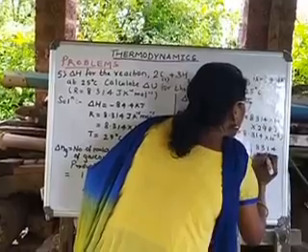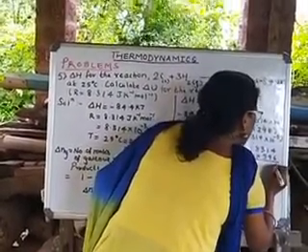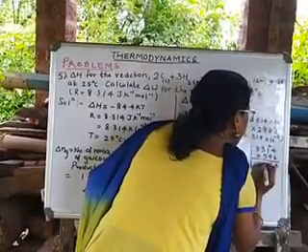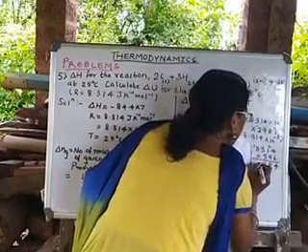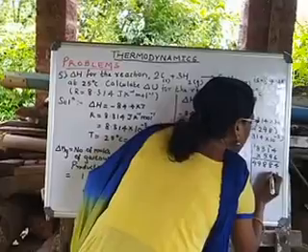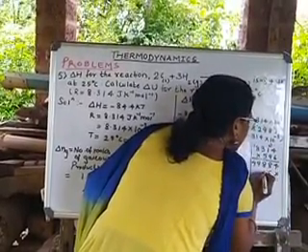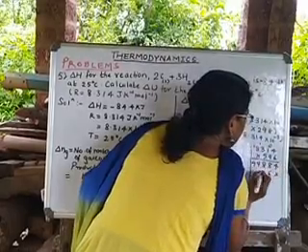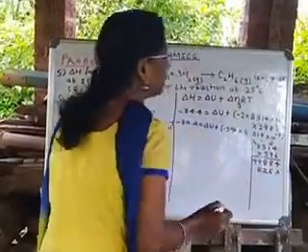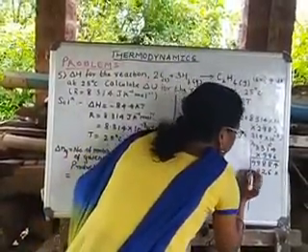8314 multiplied by 596. 6 4s are 24, 2 carry, 6 1s are 6, 7, 8, 6 3s are 18, 8 6s are 48, 48 plus 1 is 49. Multiply 9 4s are 36, 3 carry, 9 1s are 9, 10, 11, 12, 9 3s are 27, 27 plus 1 is 28, 2 carry, 9 8s are 72, 72 plus 2 is 74.